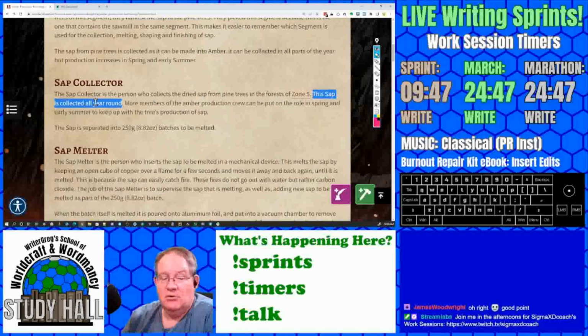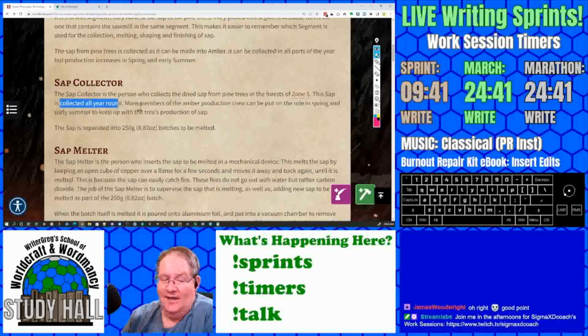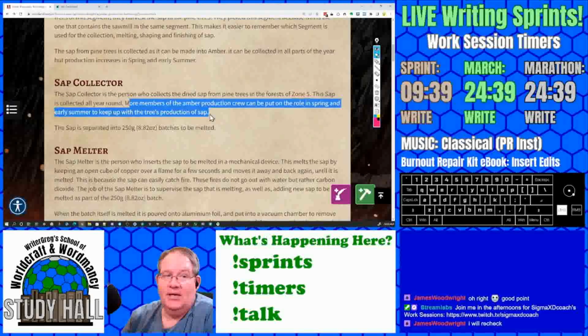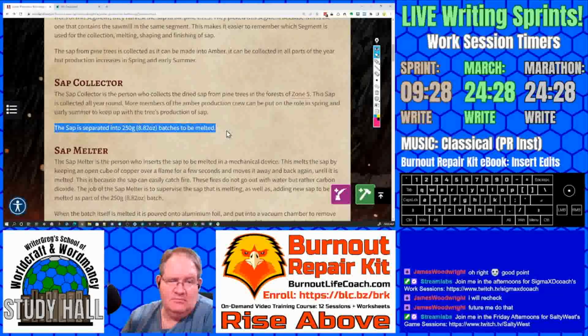I'd like to learn more about that, because here you're talking about who they are, when they work, and how to get more people. And then you separate it into 250-gram batches to be melted. James says, future me, recheck.